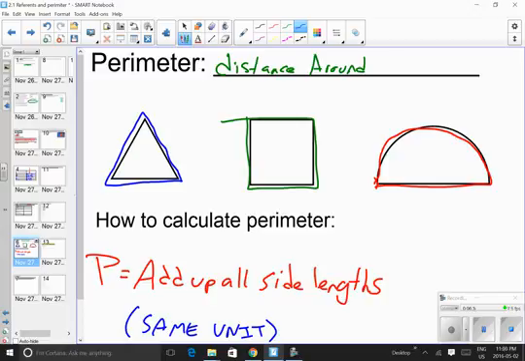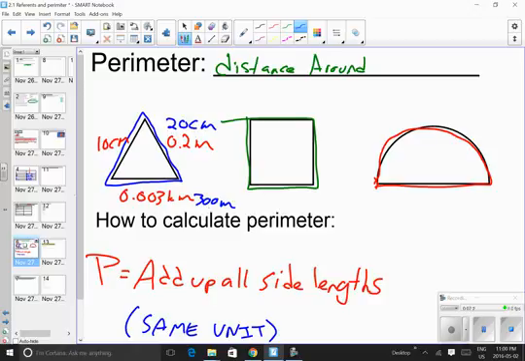So for instance, if I have a triangle, I'm going to use this triangle. If this is 10 centimeters, this is 0.2 meters, and this is 0.003 kilometers, you're going to want to have these all in the same unit. So instead of 0.2 meters, you could say that is 20 centimeters. Instead of 0.003 kilometers, you could say that is 300 meters. Wait, that's not 300 meters.